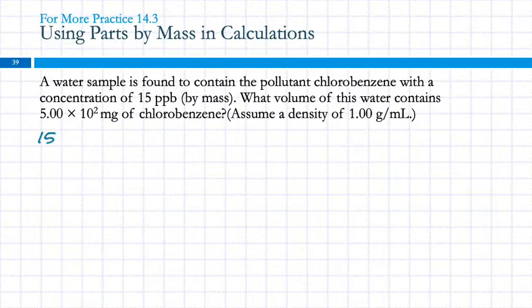15 ppb. So 15 ppb means 15 parts per billion parts. That's 10 to the 9. And this is by mass, so probably grams. 15 grams per billion grams of the solution. Here the solution is the water containing the chlorobenzene, I'm going to call it solution so that we don't think it's the solvent. And this is the chlorobenzene.